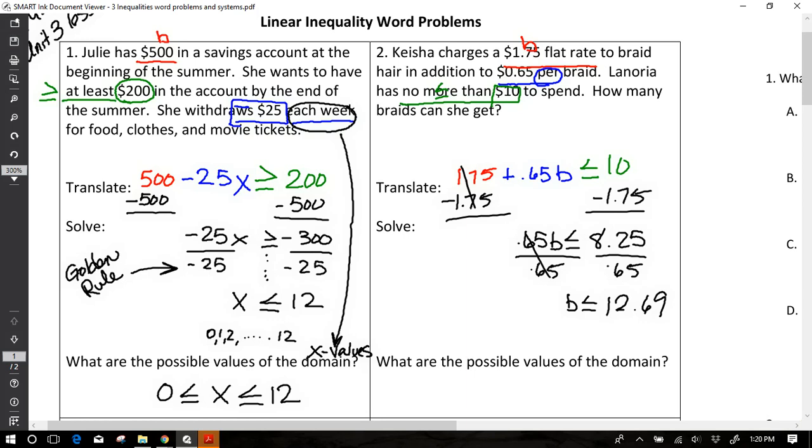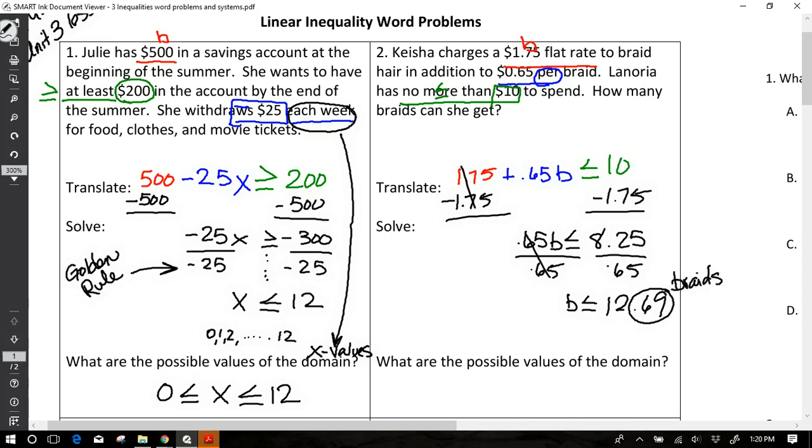All right, so we have gone ahead and solved this, and we got that the number of braids she can afford to purchase is less than or equal to 12.69. But I do want to talk about this 0.69 for just a second. We are talking about braids.